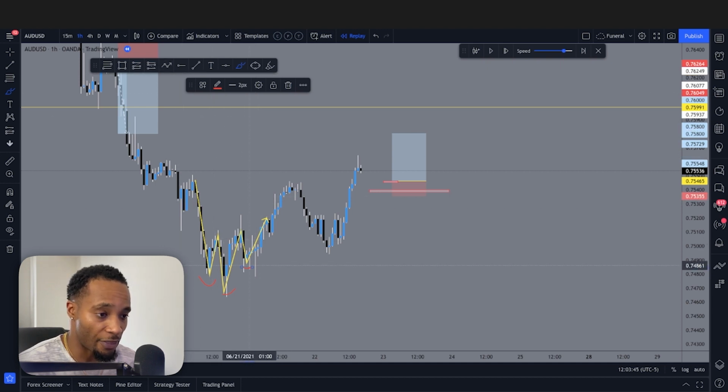What did we get? We got that once we broke above previous structure resistance. So where the market failed to break above before, we came back, retested that area, and then continued to use that as previous structure resistance, now turned support, continuing our trend.